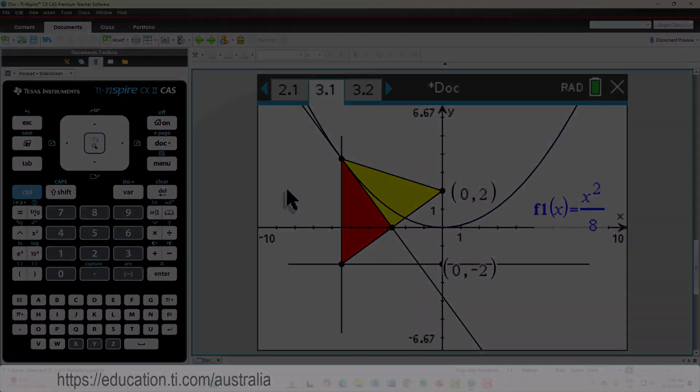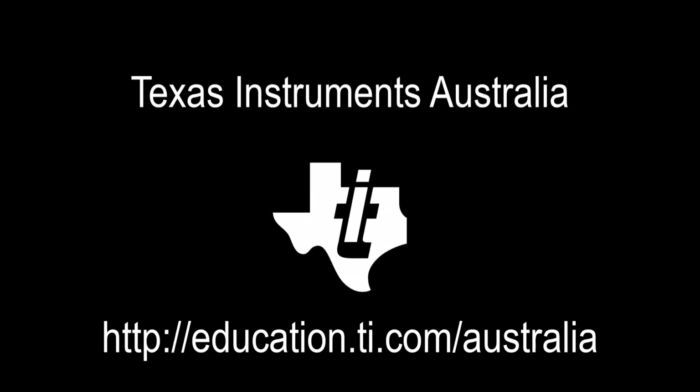That's all for this video. In the next video, we take a deeper look at why this geometry and definitions around this amazing U-shaped curve are so important. In the meantime, be focused and stay curious.